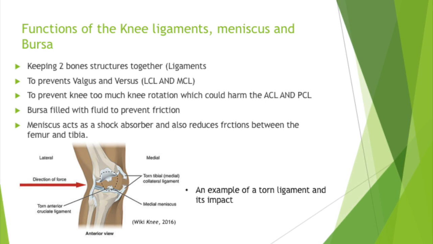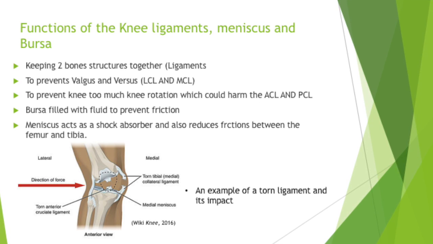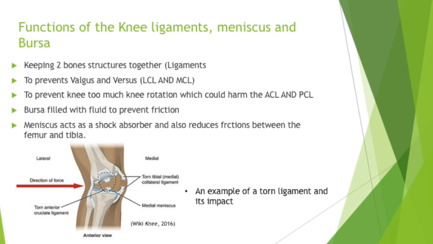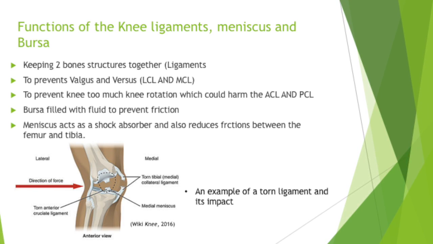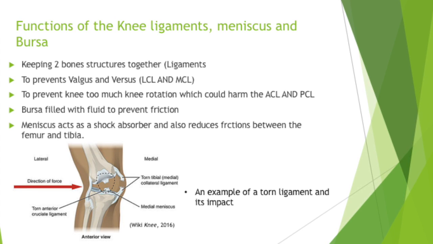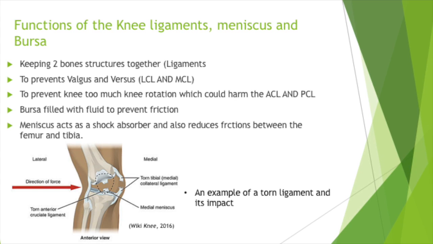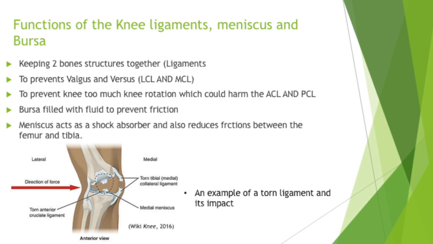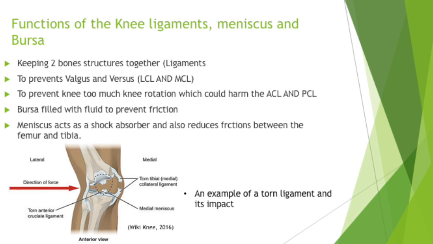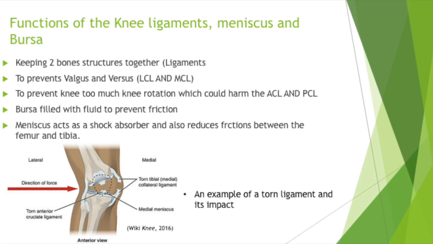The main function of the MCL and the LCL ligaments is to ensure that either side of the joint is stable. This allows the joint to flex and extend in the sagittal plane. However, the ACL's main function, with the help of the posterior muscles, for example, the semimembranosus and semitendinosus, is to stop the superior aspect of the tibia from being anteriorly displaced from the distal head of the femur.